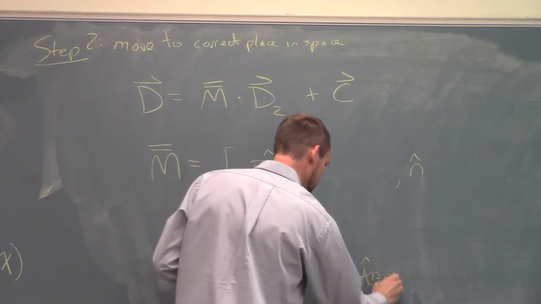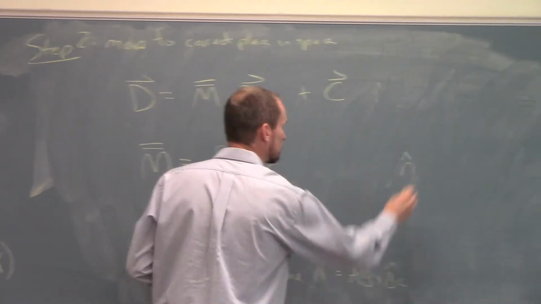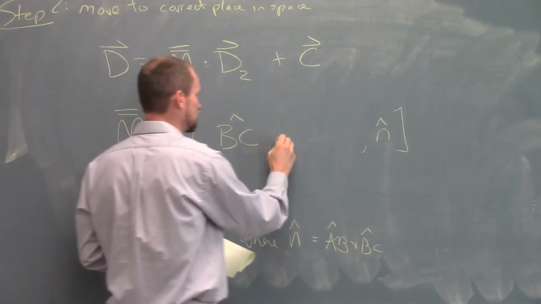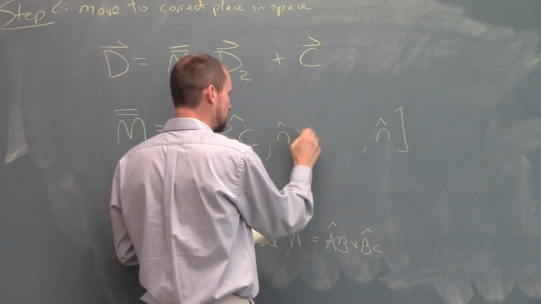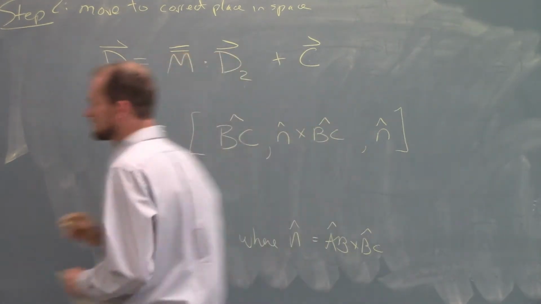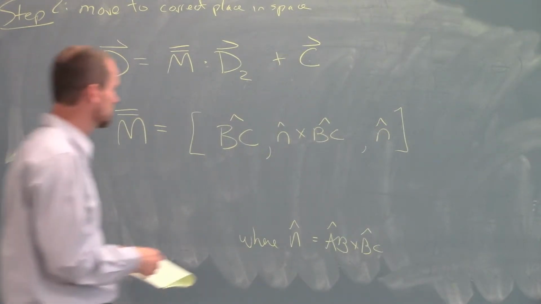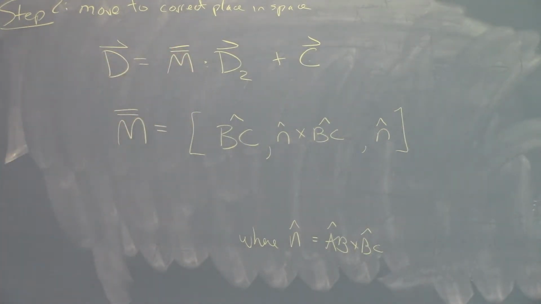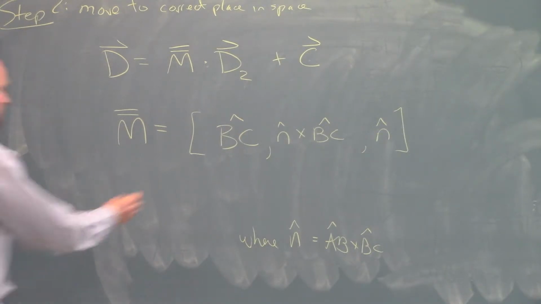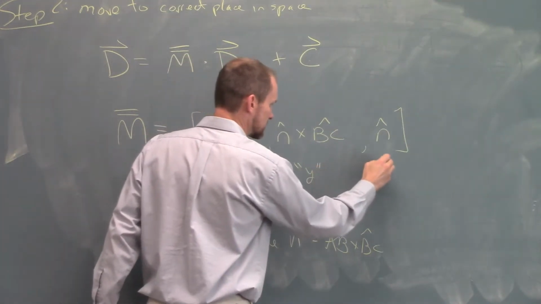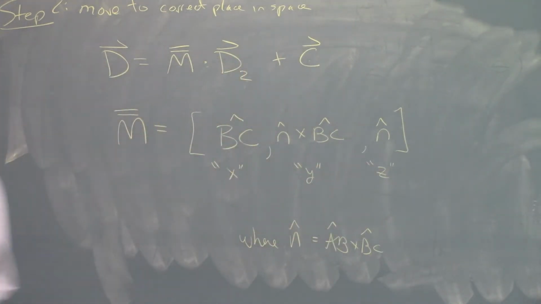AB cross BC. And then the third direction is just the cross product between those, so we take the normal and cross it with BC. The normal direction here, we cross it with BC, and we'll get the Y direction out of there. Okay. So this is what used to be our X, this is what used to be our Y, and this is what used to be our Z in our simple coordinate system.